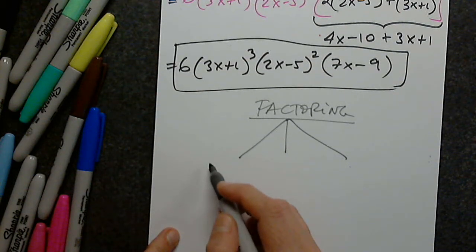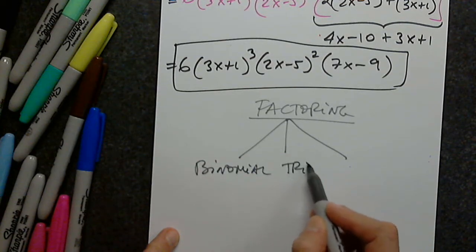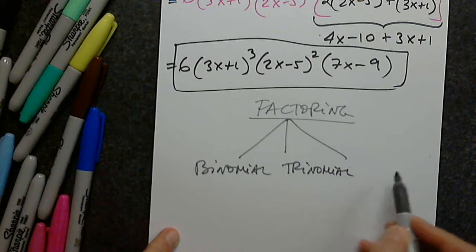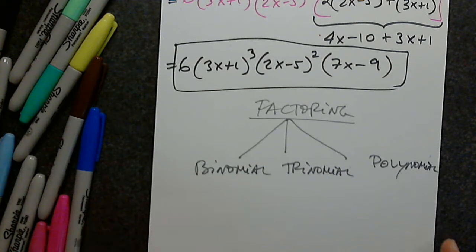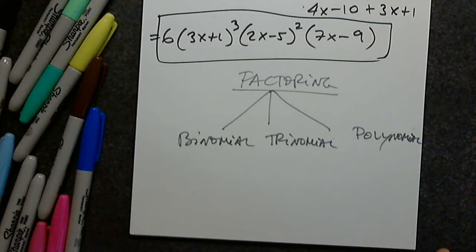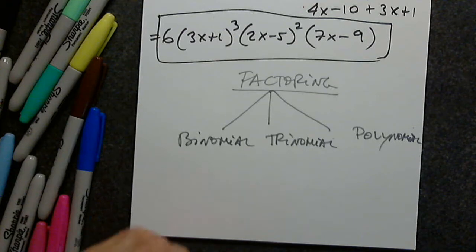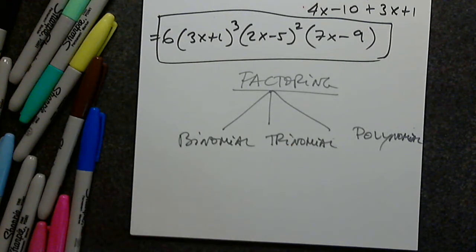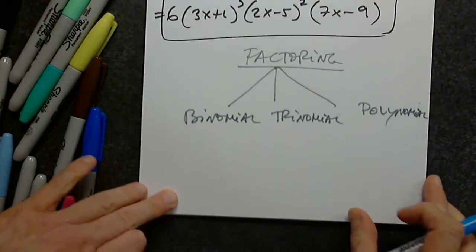One, did I start? Yes. Binomial, trinomial, and the last one is polynomial. Okay? So we're going to discuss a strategy for all 3. They are different. When I'm asked to factor a binomial, I will use a certain strategy. When I'm asked to factor a trinomial, a different one. When I'm asked to factor a polynomial, a different one. So let's start with the binomial.